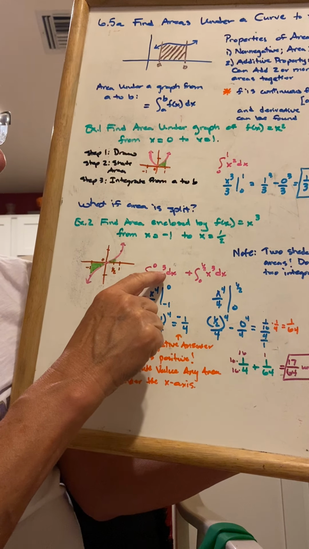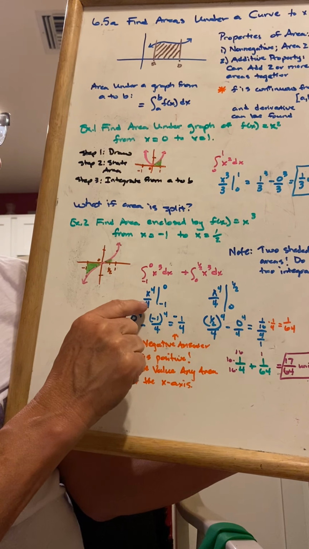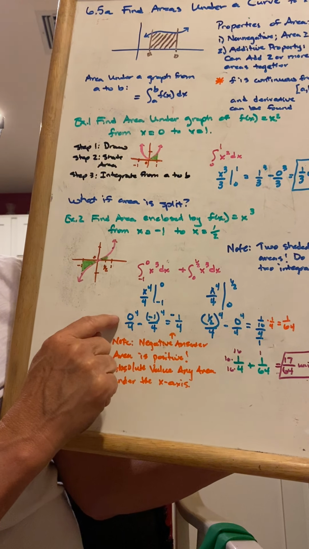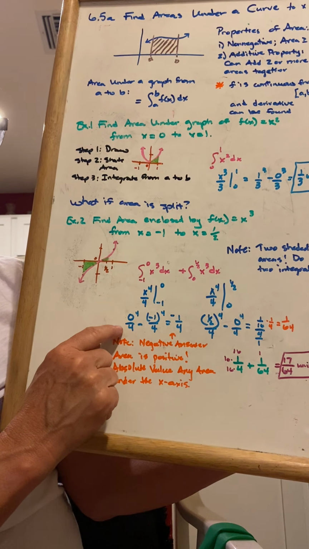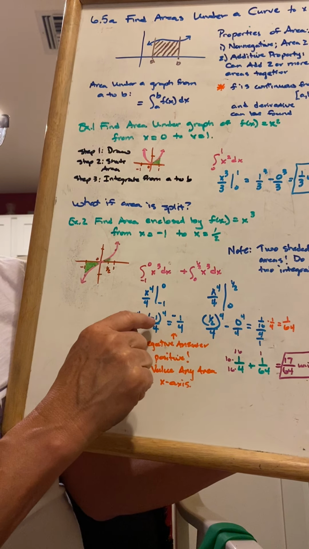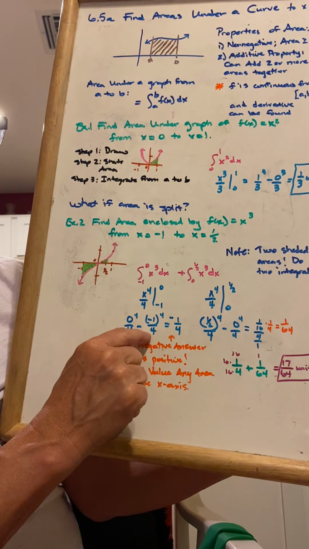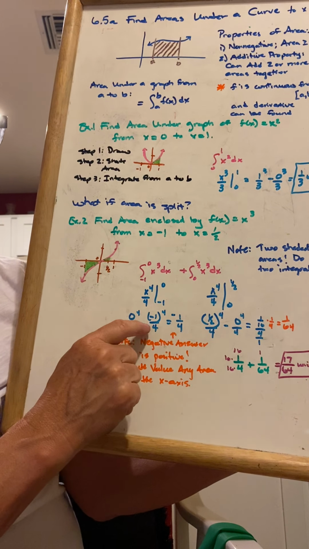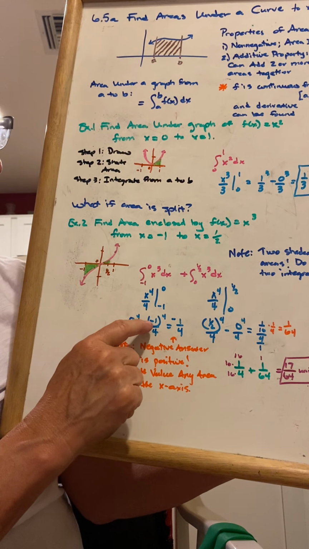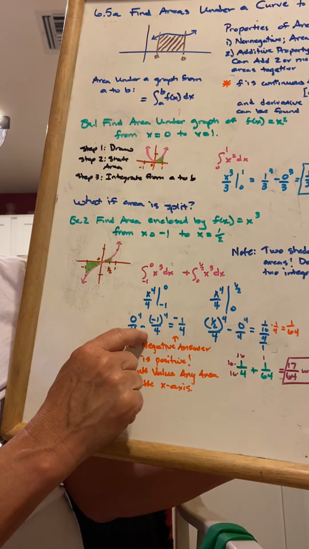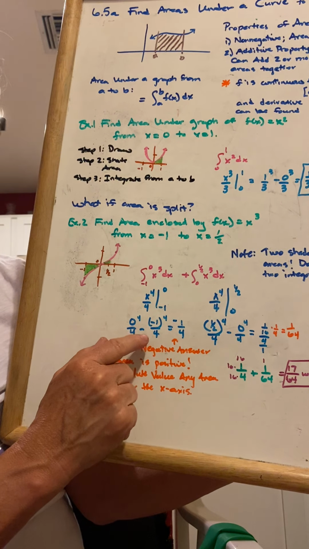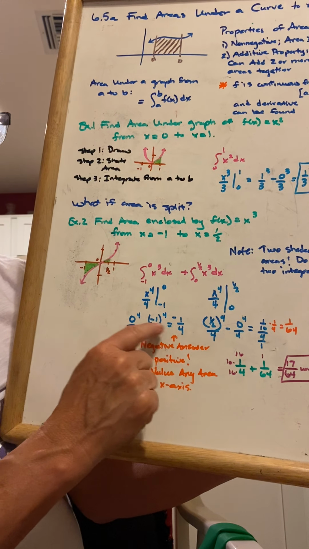So I integrate x cubed, and I get x to the 4th over 4 from negative 1 to 0. Well, I do the 0 first. That's 0 to the 4th over 4 minus negative 1 to the 4th over 4. Well, 0 to the 4th over 4 is 0. Negative 1 to the 4th is positive 1, so 1/4. But this is a subtraction sign because it was f of b minus f of a. So that's a negative 1/4.